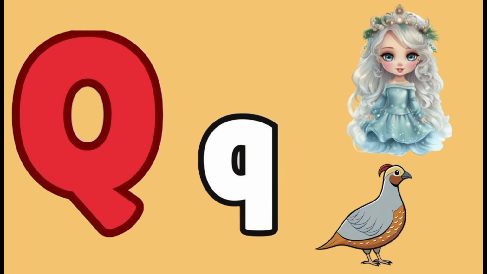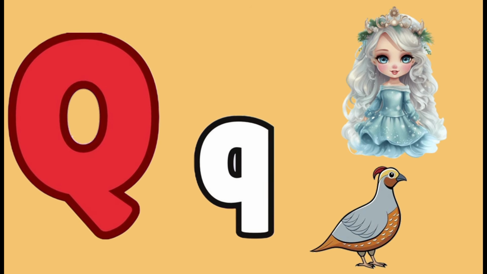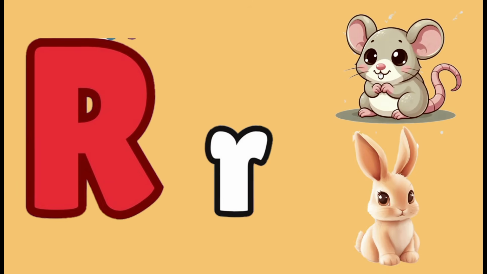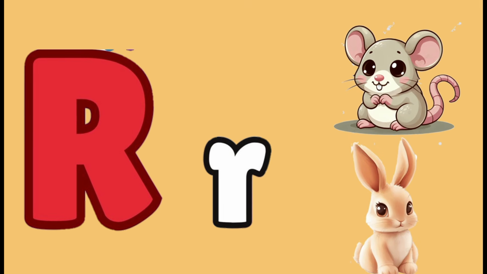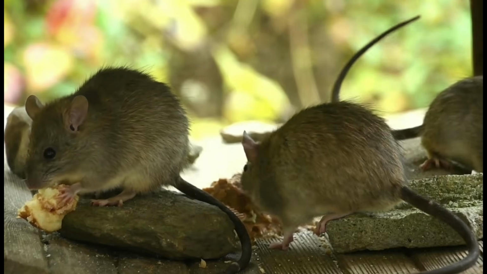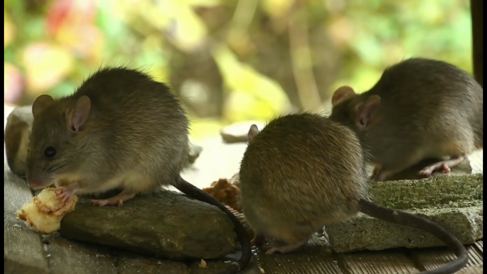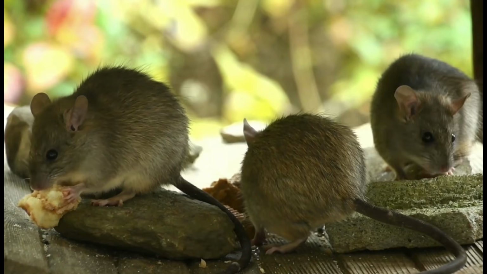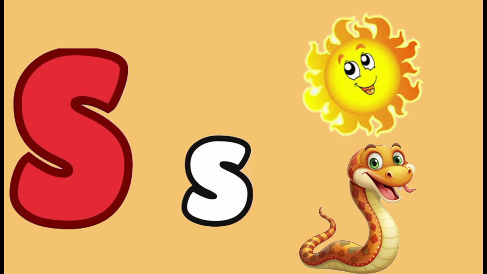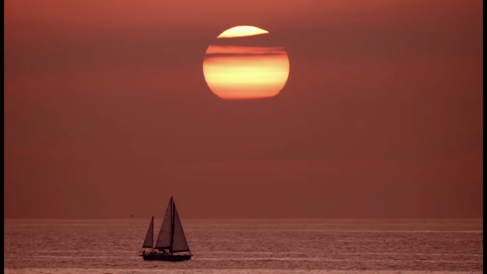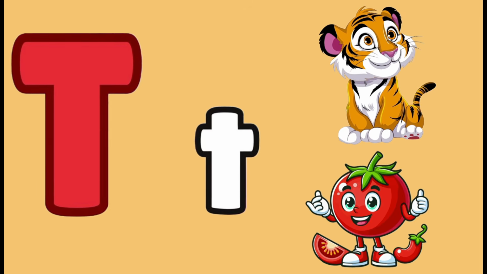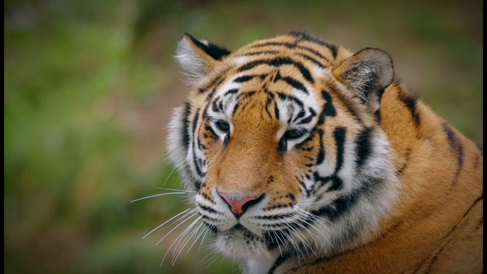Q for queen, Q for quail, ki ki ki. R for rat, R for rabbit, ra ra ra. S for sun, S for snake, sa sa sa. T for tiger, T for tomato, da da da.